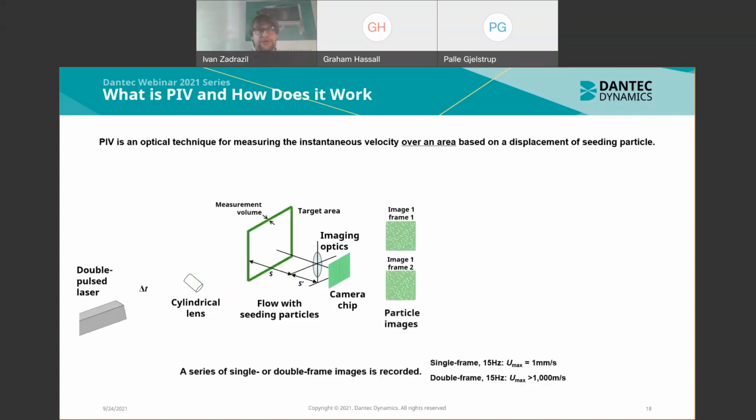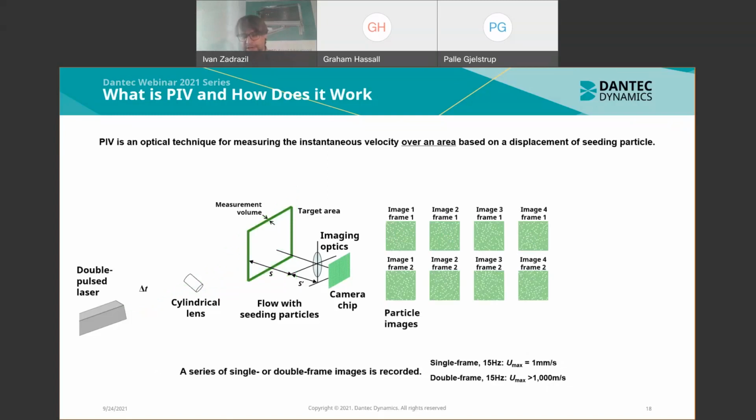So now we go to the actual recording. During the recording, we collect a series of single or double frame images. In this example, we are recording a series of double frame images. Just for information, if you operated the system in single frame mode, the maximum measurable speed would be about 1 millimeter per second. That's not a lot in most fluid dynamics measurements. But in double frame mode with the same camera, we can measure speeds exceeding 1,000 meters per second. That covers pretty much any kind of experiment we might be interested in doing.